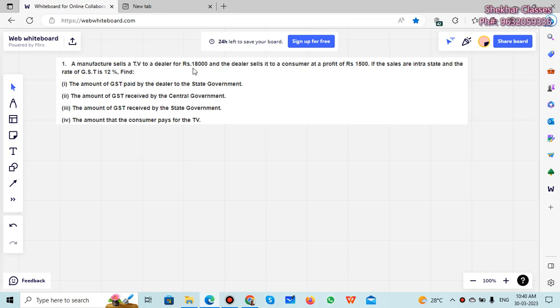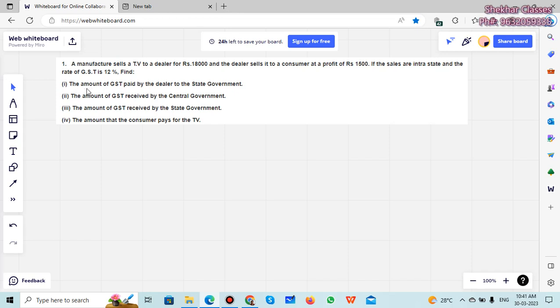Question. A manufacturer sells a TV to a dealer for rupees 18,000, and the dealer sells it to a consumer at a profit of 1,500. If the sales are intrastate, meaning within the state and not outside the state, and the rate of GST is 12%.